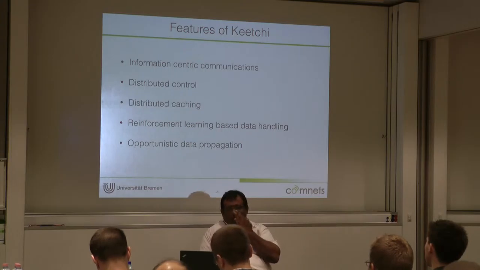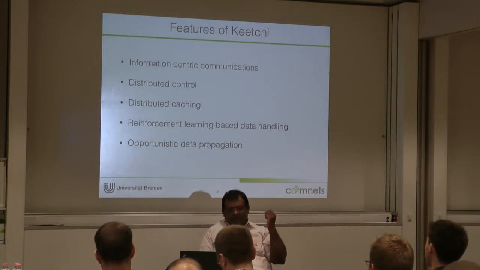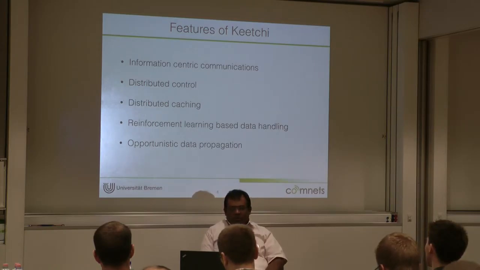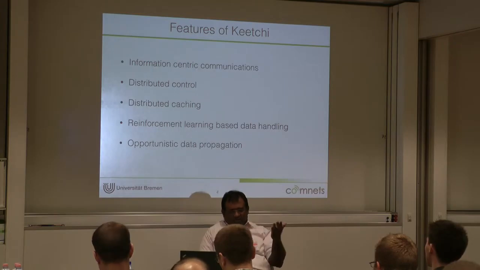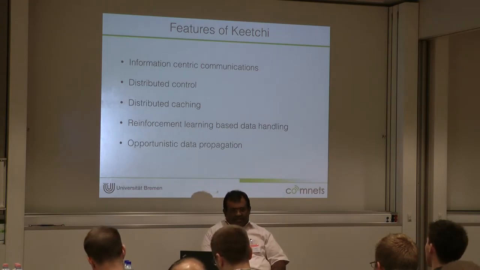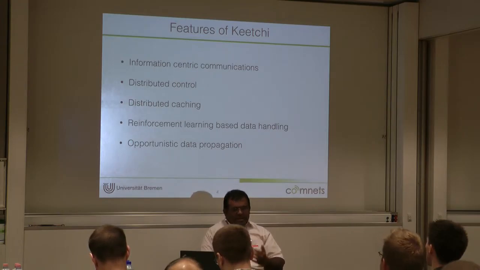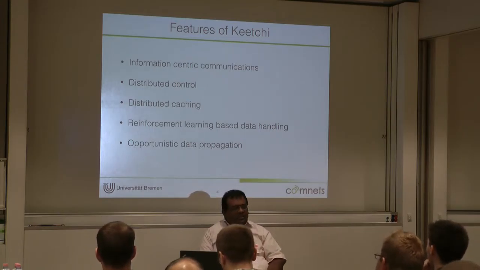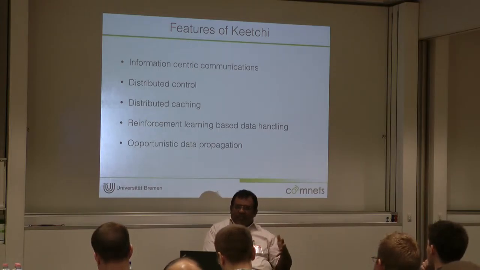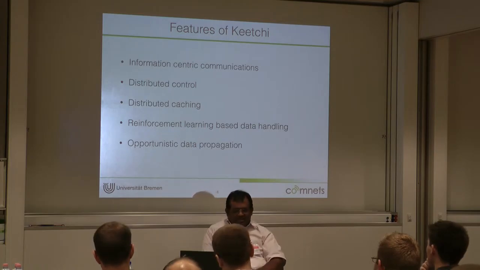So Kichi. As you know, networks are going in the direction of being information centric, so we exploit information centricity of communications. The Kichi architecture has distributed control, so devices decide for themselves what they want to do; they are fairly independent. Part of information centricity is also caching, so the nodes have distributed caching. We have also included machine learning into Kichi, and we specifically look at reinforcement learning based data handling. Finally, we look at opportunistic data propagation. That means the nodes identify what opportunities they have to communicate and simply send the data.